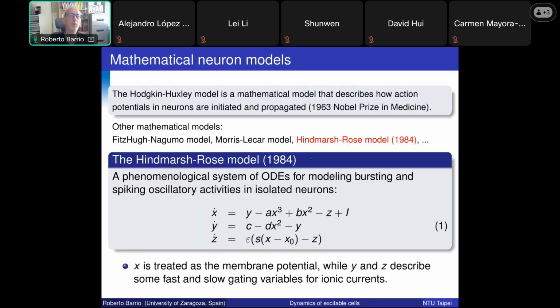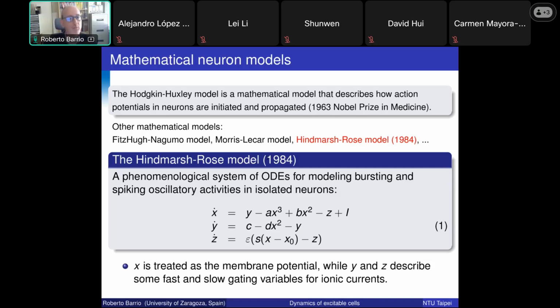Okay, so which model? We can begin with the seminal work of Hodgkin-Huxley about modelization of the electric activity in neurons. They obtained the Nobel Prize in 1963 for that. This model is not too complicated, but it is complicated enough to make analytics almost impossible and numerics very difficult.